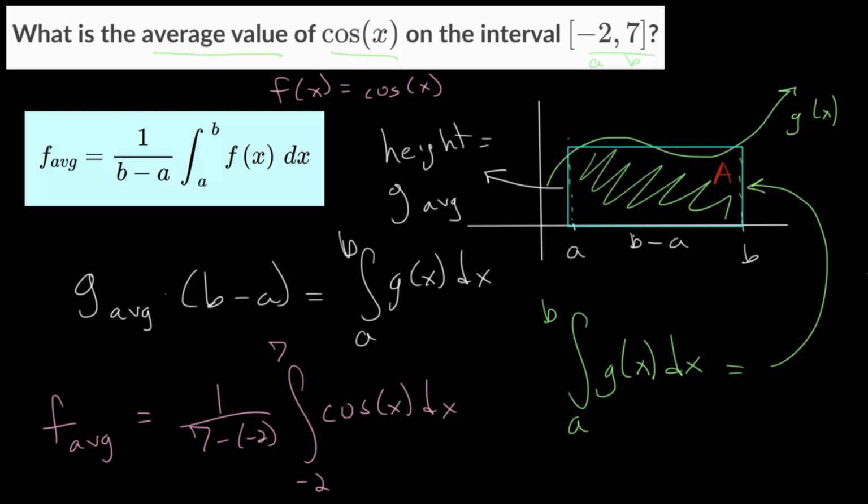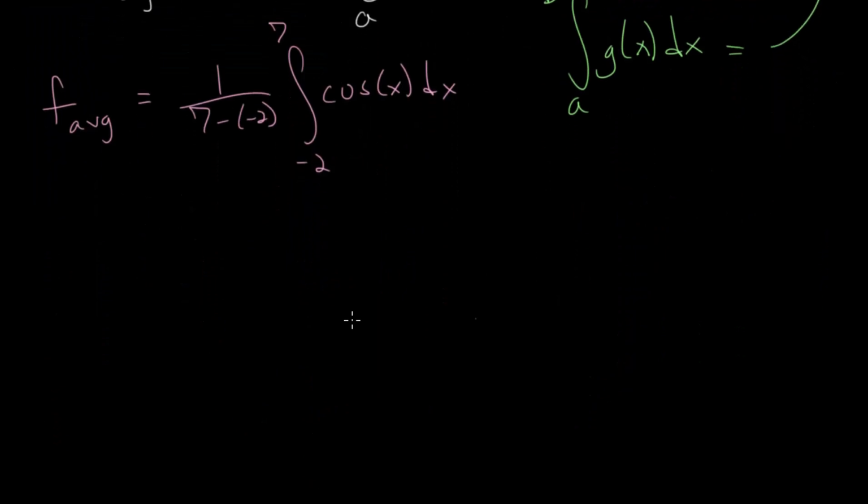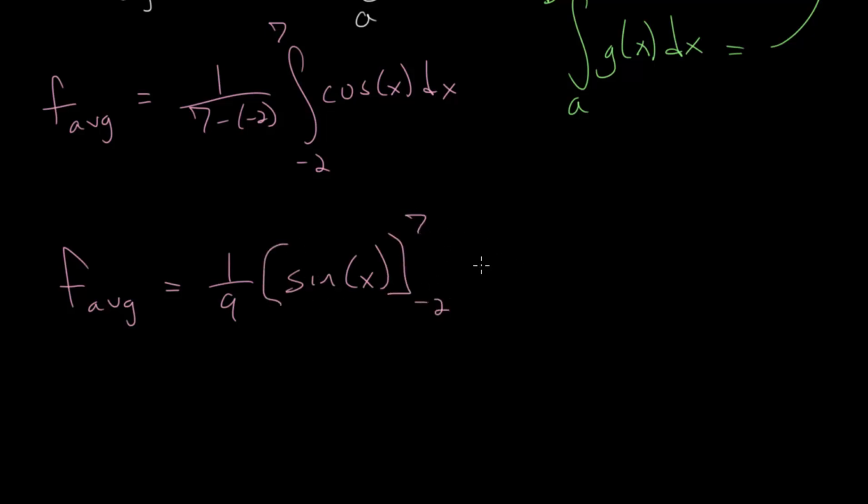To take the integral of the cosine function is relatively straightforward. Its antiderivative is actually just the sine function. And 7 minus -2 simplifies to 7 plus 2, which is 9. So we get 1/9 of the integral here. Like I mentioned, this integral has an antiderivative, which is the sine of x, and we're evaluating this between -2 and 7.